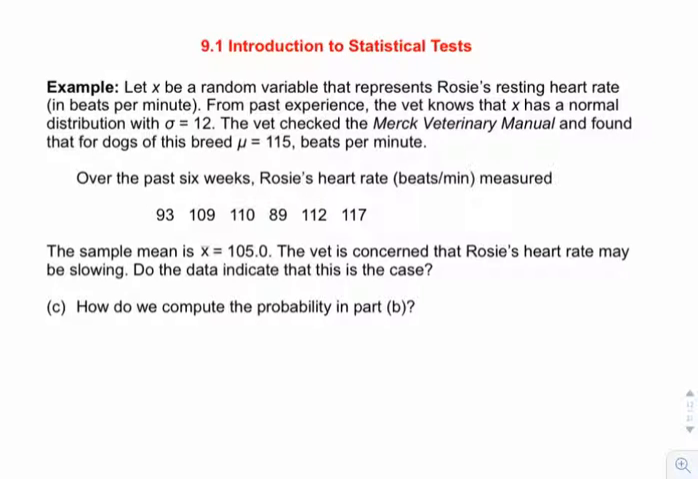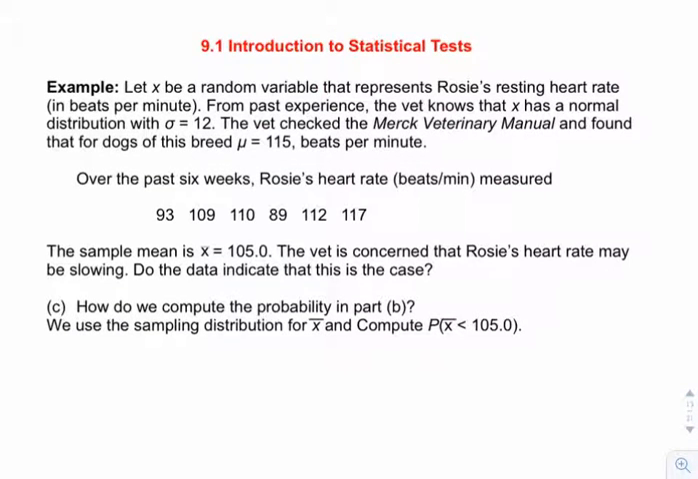So how do we compute the probability? We want to know what's the probability of getting 105 beats per minute or even less. So we're trying to compute the probability that x bar is less than or equal to 105. This calculation is the same as what we did in section 7.5 with the central limit theorem. So nothing new in terms of the calculation itself. So we're going to use a sampling distribution and compute the probability that x bar is less than 105.